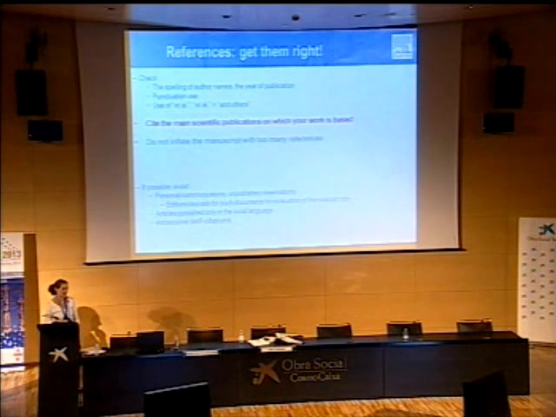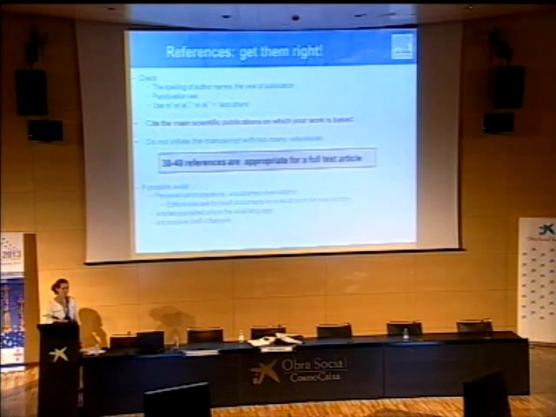And some journals, as I mentioned, have a limit on how many references you should include. So pay attention to that. Not many do, but pay attention to that. And this is really just a rule of thumb: 30 to 40 references are completely acceptable for full-text articles. Reviews will have more references.